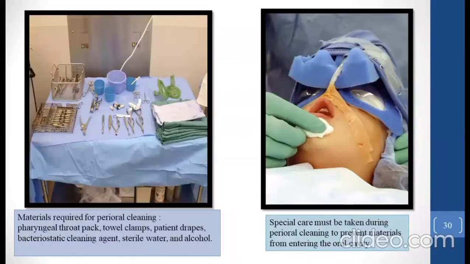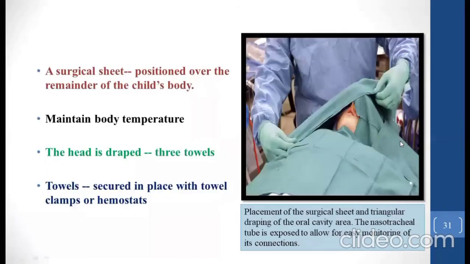Now, this picture shows the materials that are required for the perioral cleaning, which include pharyngeal throat packs, towel clamps, patient's drapes, bacteriostatic agent, sterile water, and alcohol. Special care must be taken during the perioral cleaning of the patient to prevent any material from entering into the oral cavity.